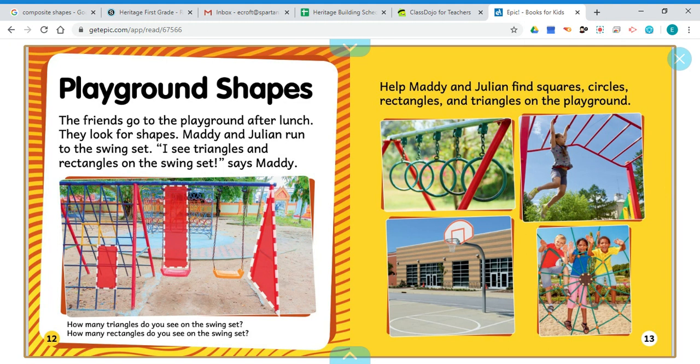Playground shapes. Oh, it would be nice if we can get to the playground again. The friends go to the playground after lunch. They look for shapes. Maddie and Julian run to the swing set. I see triangles and rectangles on the swing set, says Maddie. Help Maddie and Julian find squares, circles, rectangles, and triangles on the playground. Looks like they have a spider web kind of like what we have on our playground.